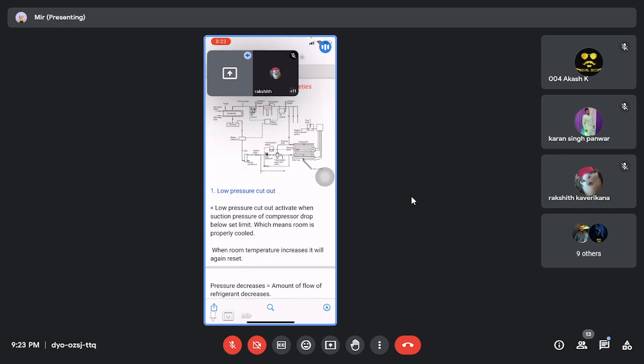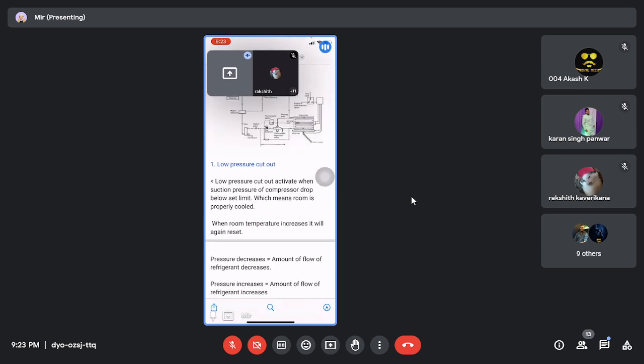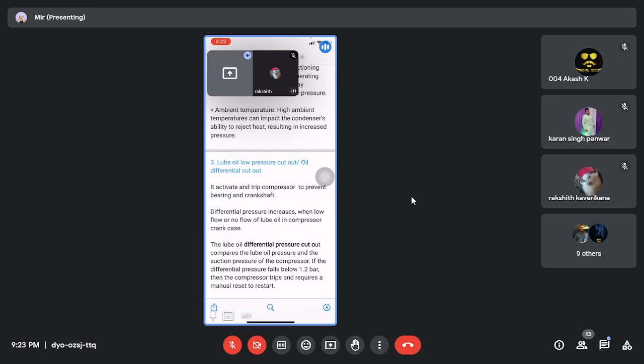Similarly, this point is low pressure cutout. Why does it happen? We know that if the room is properly cooled, it means liquid will enter into the compressor. Got it? That's why it is also there. We do not want liquid refrigerant in the compressor. We always want vapor inside the compressor, because we know that liquid is incompressible in nature, so it will harm the compressor.